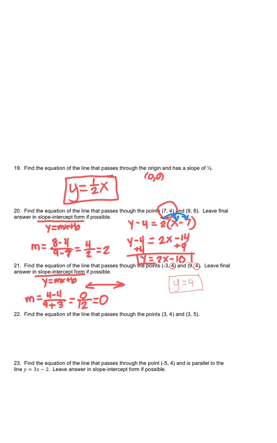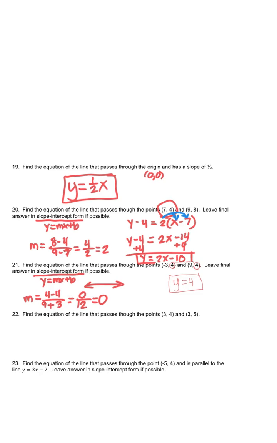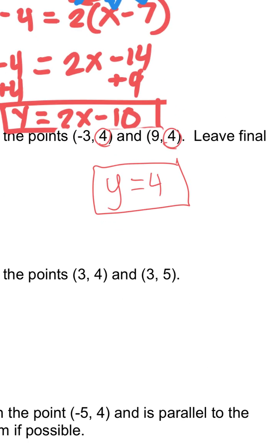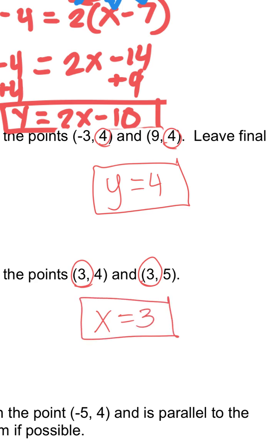Okay. Find the equation of a line that passes through 3, 4, and 3, 5. Notice this. We have a 3 here and a 3 here. So that is our x. Therefore, x equals 3. The equation of that line would be x equals 3.